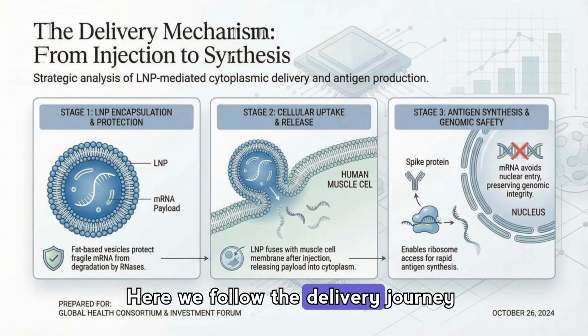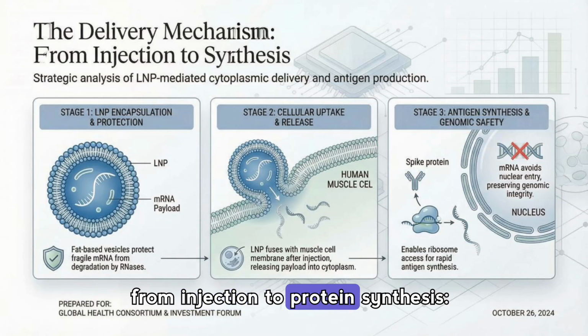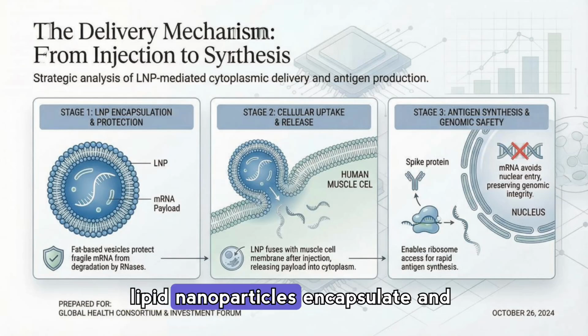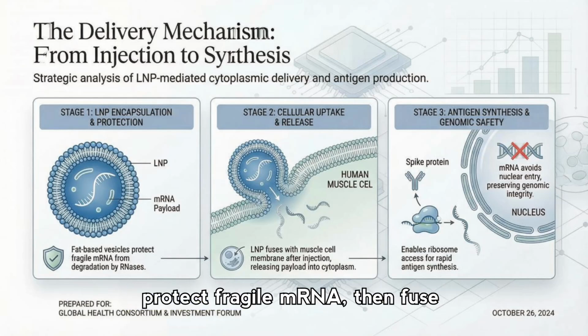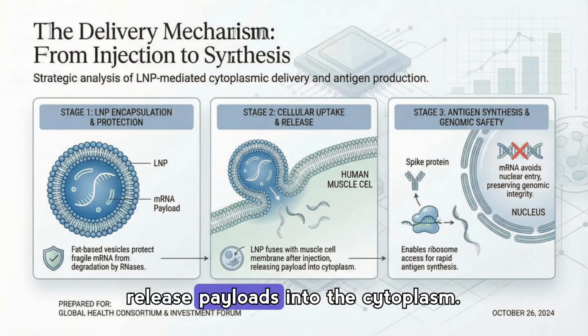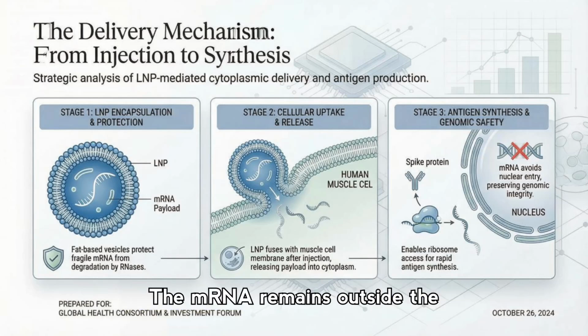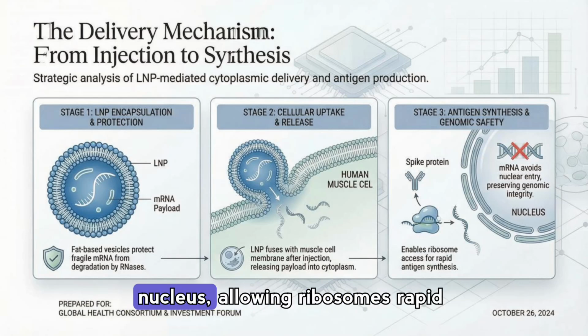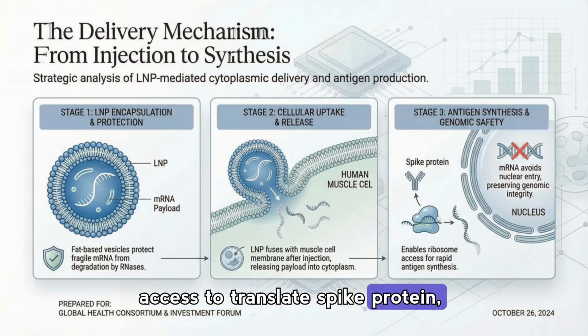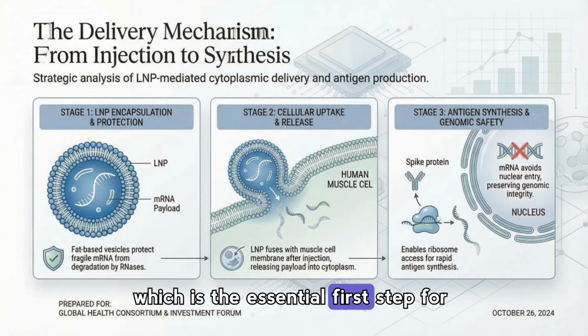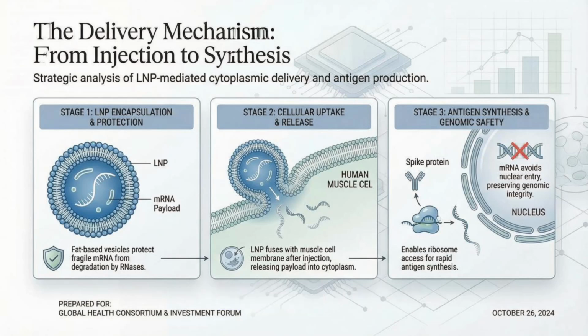Here we follow the delivery journey from injection to protein synthesis. Lipid nanoparticles encapsulate and protect fragile mRNA, then fuse with muscle cell membranes to release payloads into the cytoplasm. The mRNA remains outside the nucleus, allowing ribosomes rapid access to translate spike protein, which is the essential first step for antigen production and immune recognition.